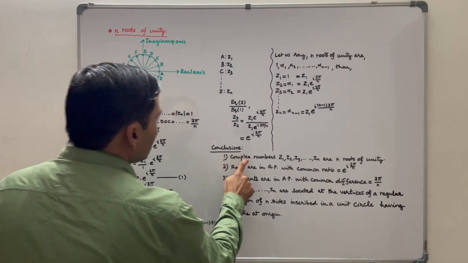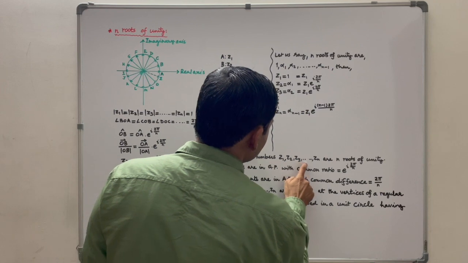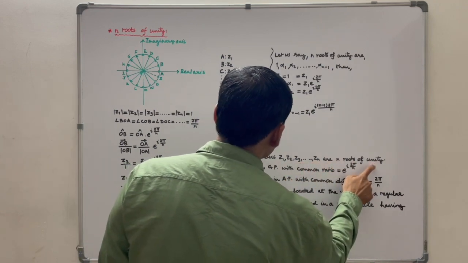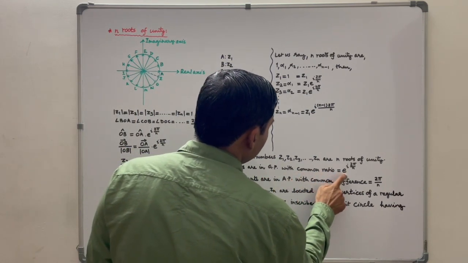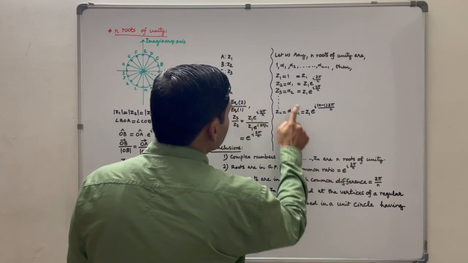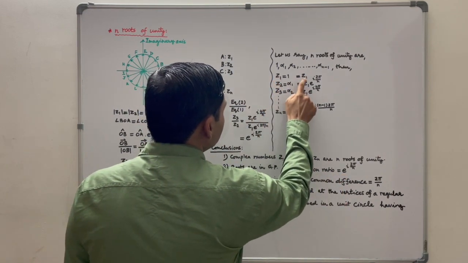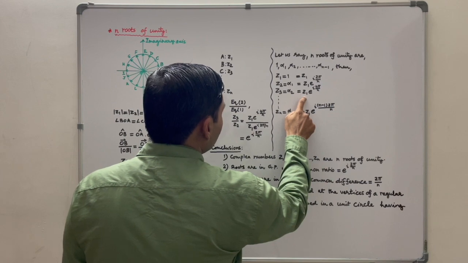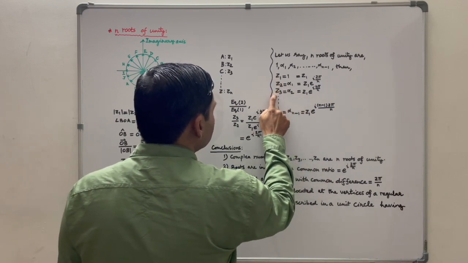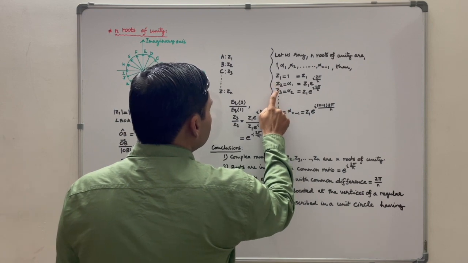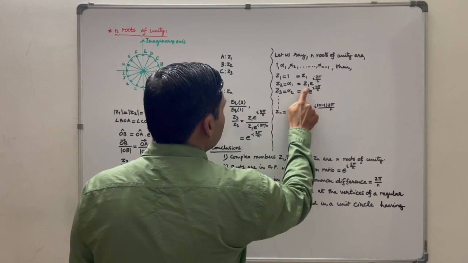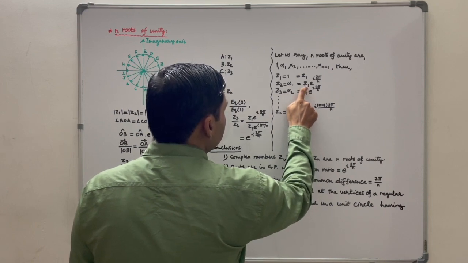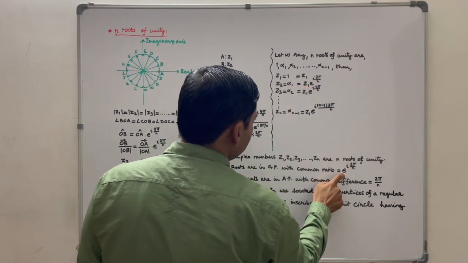Point number 1. Complex numbers z1, z2, z3 and so on up to zn are n roots of unity. Point number 2. Roots are in GP with common ratio equal to e to power i 2 pi by n. Clearly z1, z2, z3 are in GP. We can find the common ratio by doing z2 by z1 or z3 by z2. Let us do z3 by z2. So it will be z1 into e to power i 4 pi by n upon z1 into e to power i 2 pi by n. So we will get common ratio R is equal to e to power i 2 pi by n.